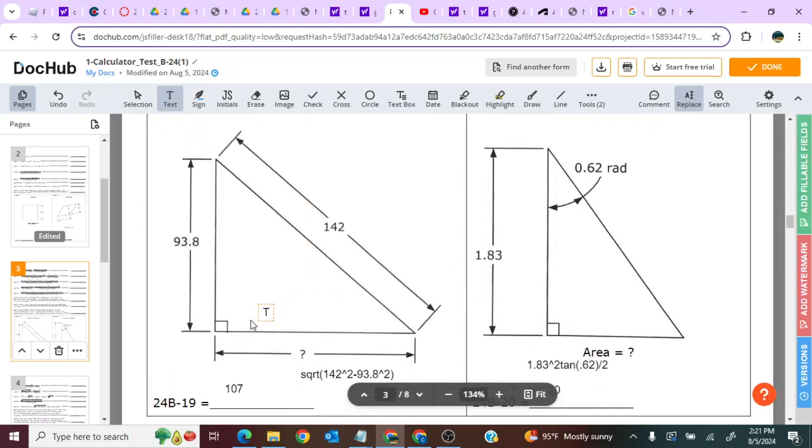19. This is a very simple Pythagorean theorem. C squared minus b squared equals a squared. Square root of hypotenuse squared minus height squared gets you the base.